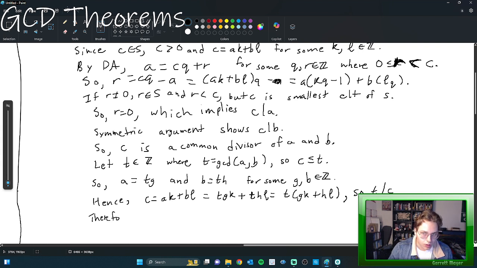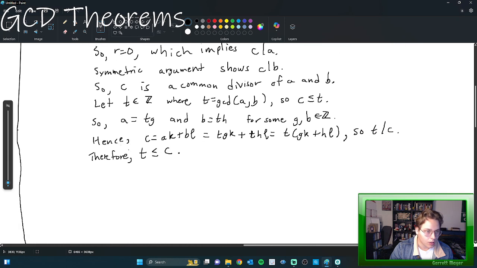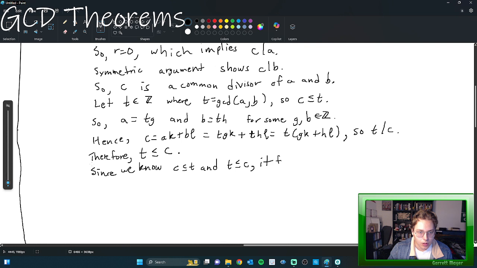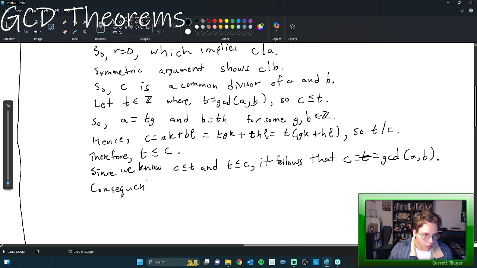Therefore, T is less than or equal to C. Okay, so with this, since we know C is less than or equal to T and T is less than or equal to C, it follows that C equals T equals the GCD of A and B. Consequently, the GCD of A and B equals AK plus BL. And that is the proof.